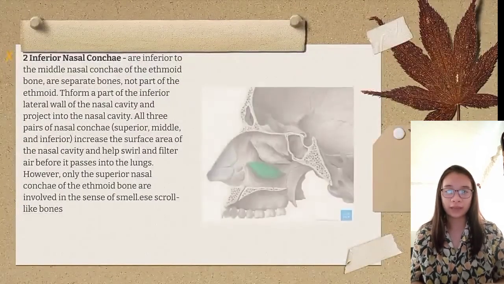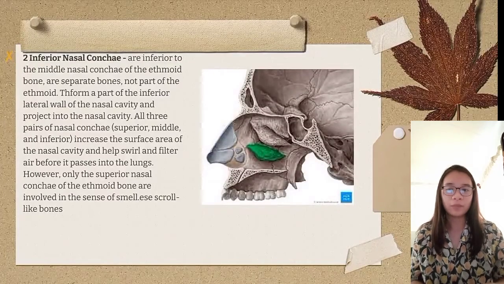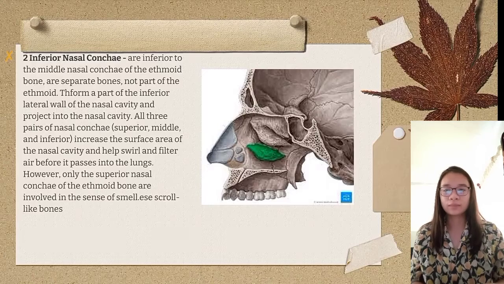Inferior nasal conchae. It is a scroll-shaped paired bone that rests at the lateral wall of the nasal cavity. It helps to filter and humidify the air that we breathe.